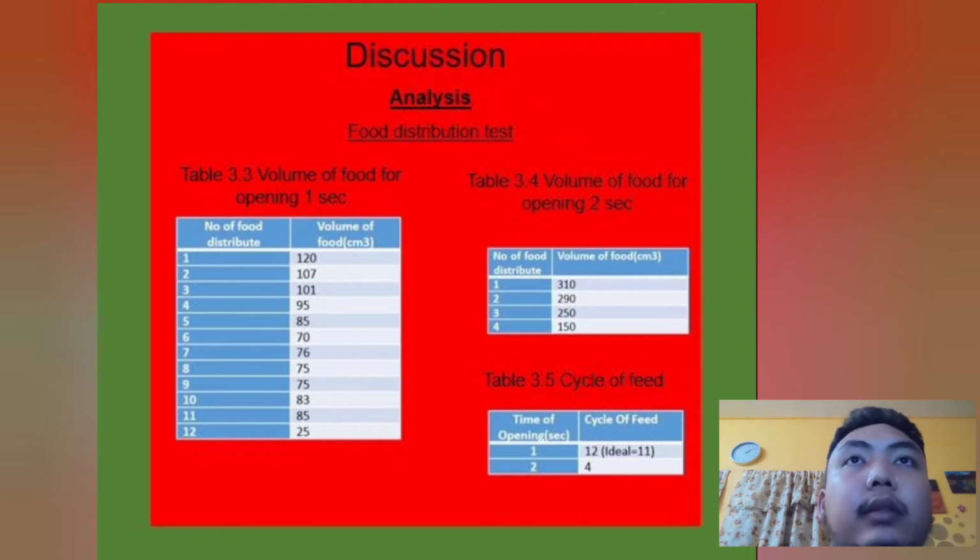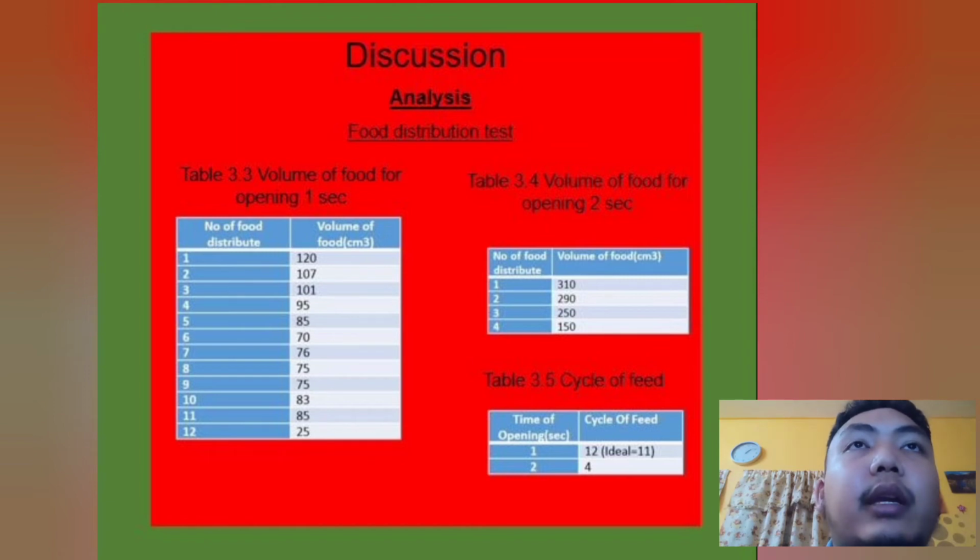For the 1 second, as you can see here, the food is at 100 percent, and then it goes lesser until it reaches the minimum amount, which is 25. So this is for the 1 second opening.